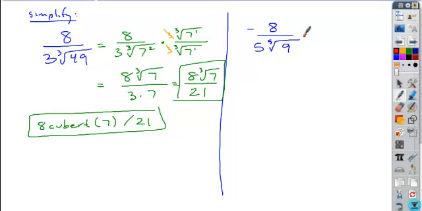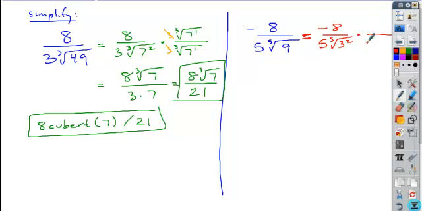All right, let's take a look at this. So here, once again, there's no perfect powers of 5 inside our radical, but what do you notice about 9? It can be expressed as 3 squared. So when I rationalize, now instead of using a base 9 to the power of 4, which is too complex, I'm using a base 3.